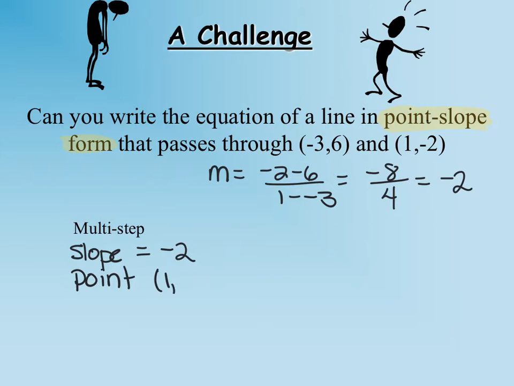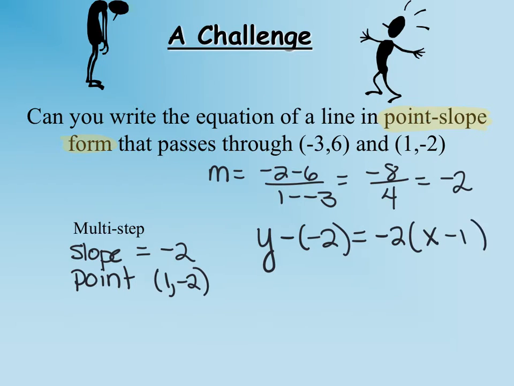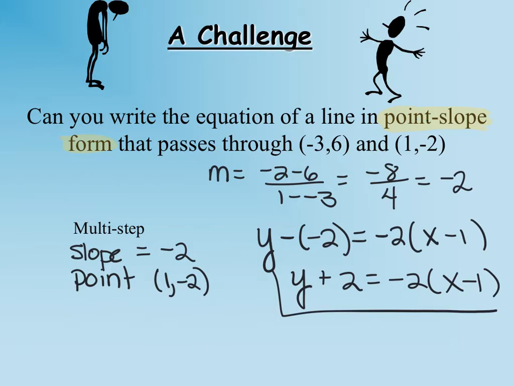I'm going to pick 1, -2. And we're going to put it in point slope form. So here we go. y minus our y value, which is negative 2, is equal to slope, which is negative 2, times x minus our x value, which is 1. Let's simplify it. We get y plus 2 is equal to negative 2 times x minus 1. And that is in point slope form.